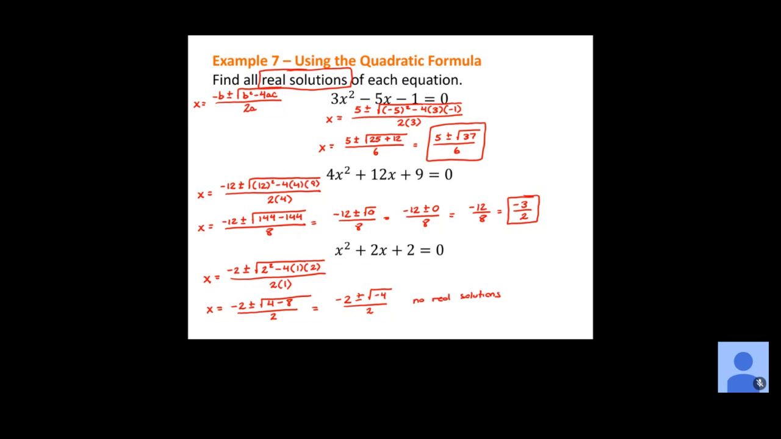Now, eventually, we will get to other types of numbers that are not real that we can actually give some solutions to this. Okay, they won't be real solutions, but they will be solutions. Right now, that's all we have to say. Any questions on that one?